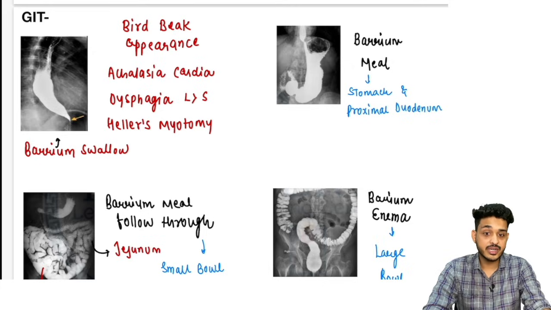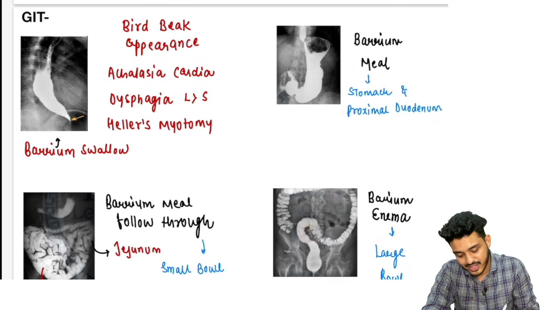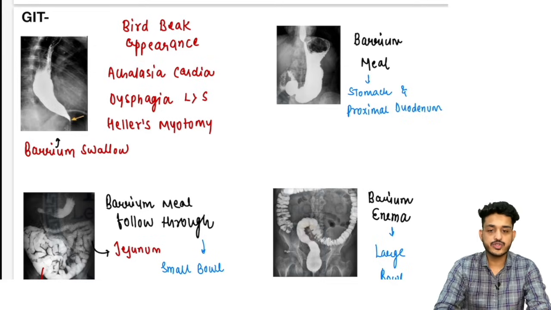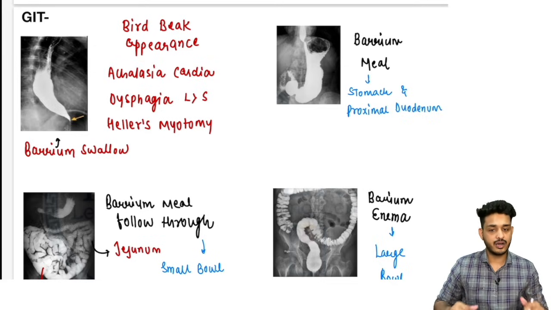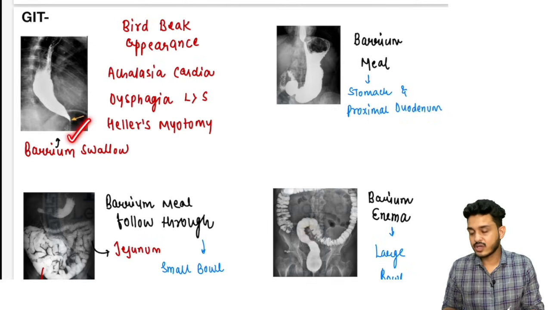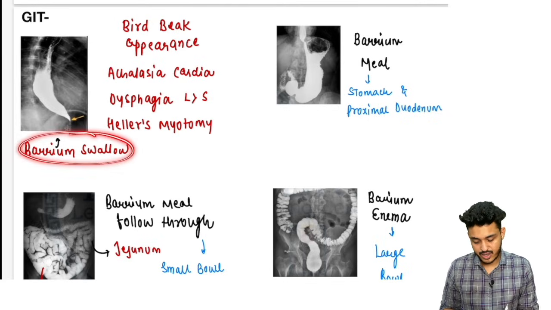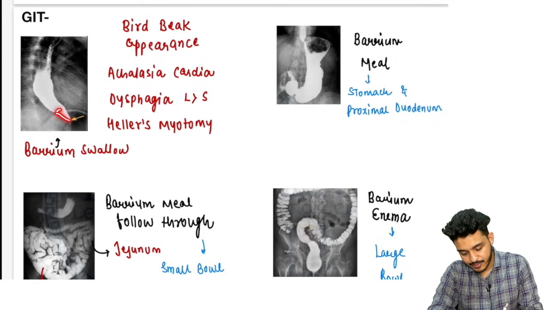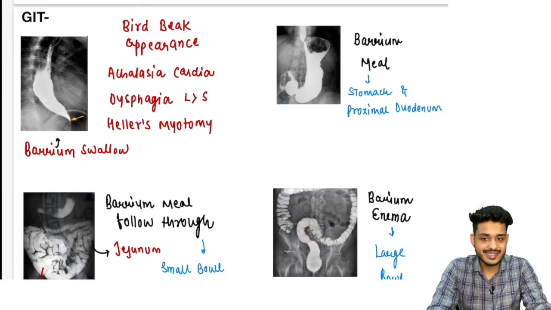Right? We can give barium to the patient, and this is known as barium swallow. When you are giving barium, the patient will be drinking the barium, and as soon as you take an X-ray, this is going to be the barium swallow. What appearance will you be having? You will be getting this bird beak appearance in cases of achalasia cardia.